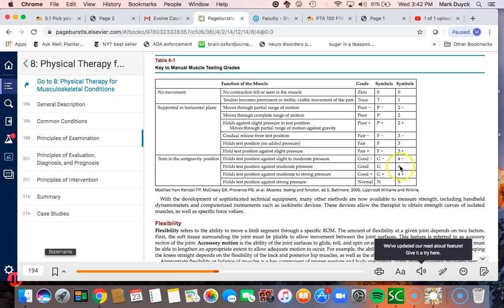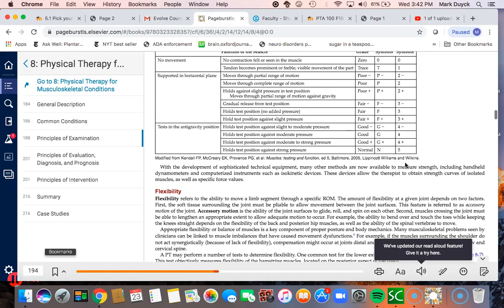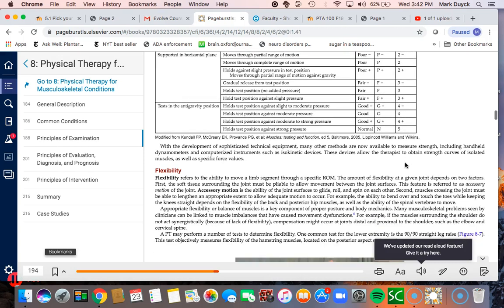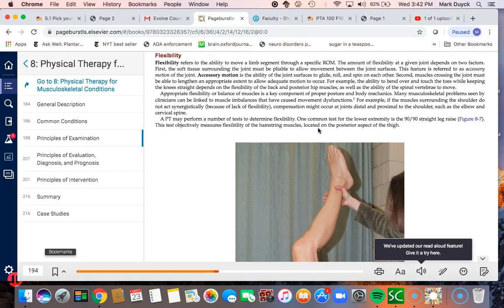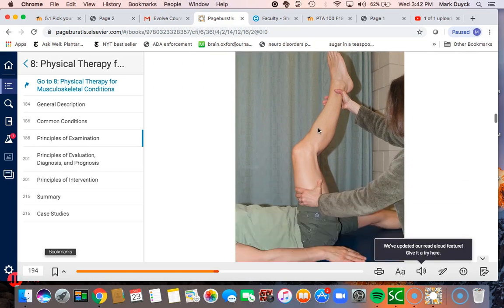A 4 would be, and again, I'm not splitting hairs over 1s and minuses and pluses, being able to lift a weight, for example a light weight, and hold the position against moderate pressure. And then a 5 would be to hold resistance against strong pressure, so a therapist providing some resistance. So don't split hairs over that table. I think it's a bit much to expect you to know that information.